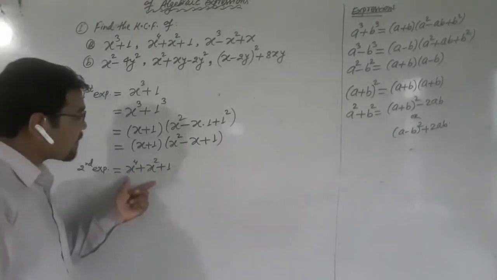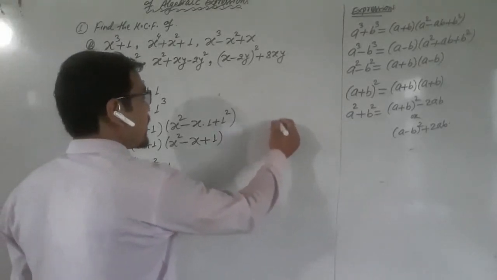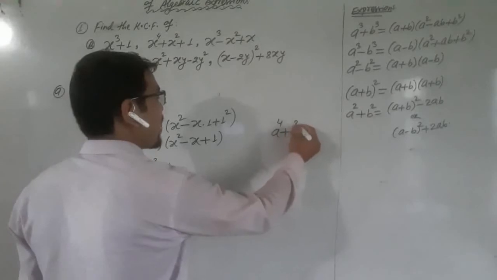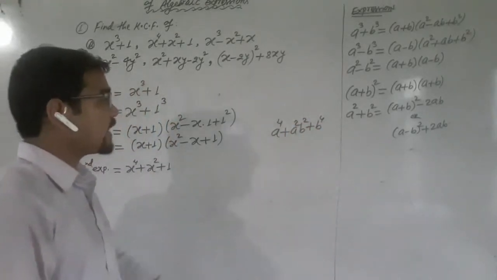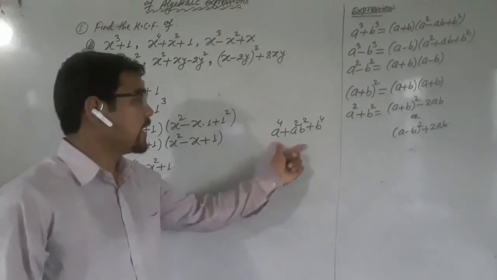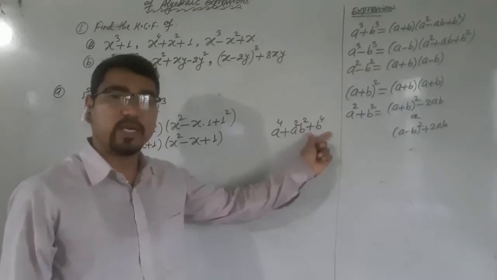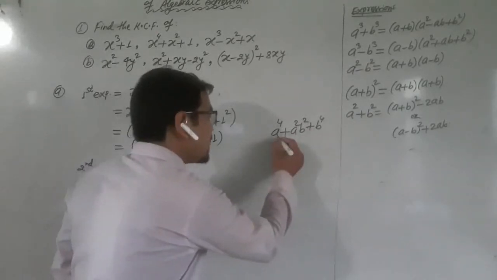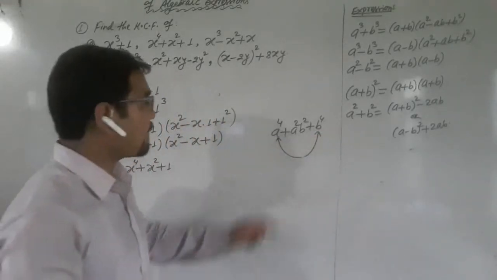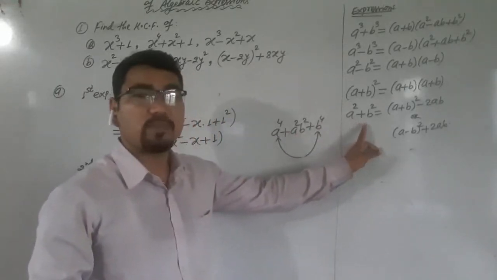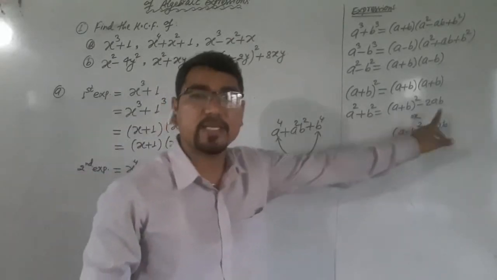So in such type of factorization, you were taught in the previous episode, a power 4 plus a square b square plus b power 4. How to factorize the algebraic expressions in the form of a power 4 plus a square b square plus b power 4, I have taught you already. So this we can write as a power 4 and b power 4. We can do grouping. This we have to write together. Then after that we can apply the formula of a square plus b square. A square plus b square is equal to a plus b whole square minus 2ab.